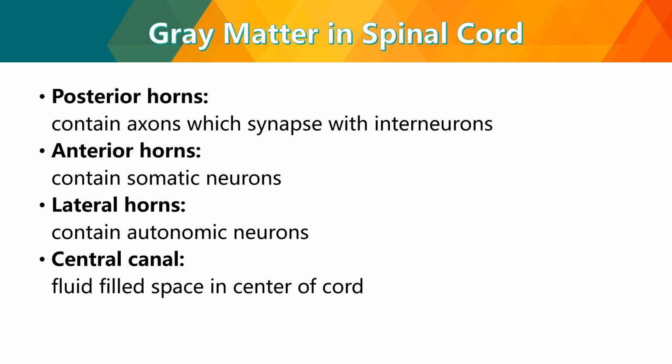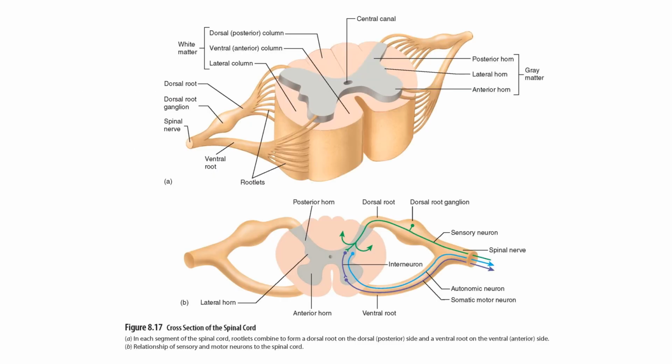The gray matter has posterior horns, which contain axons that synapse with the interneurons. It also has an anterior horn, which contains somatic neurons. It also has lateral horns that contain autonomic neurons, and a central canal, which is fluid filled and found at the center of your cord.